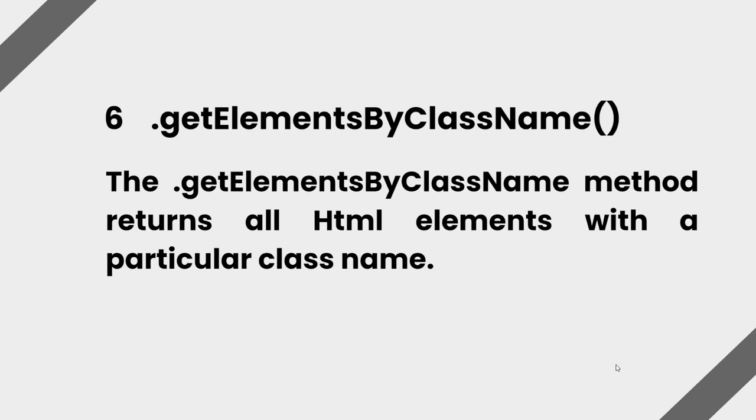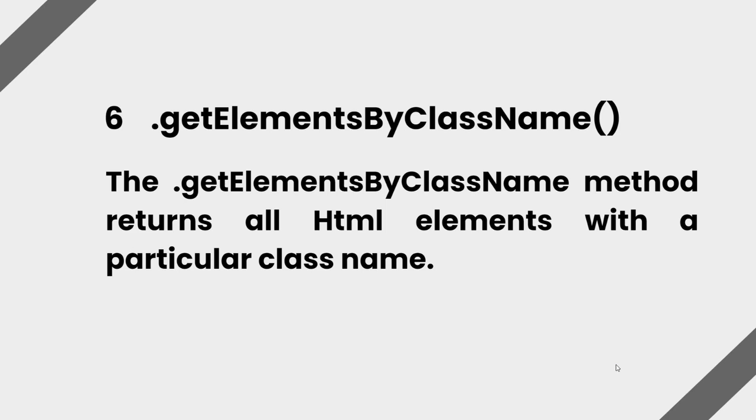And because the ID names are unique, you can only return one element at a time. And that is exactly the reason why the get element by ID actually returns just one element. So for you to return another element with an ID name, which is unique, you would need to write the syntax again. But unlike the tag name, the name, and the class name, which we have on the screen now, the three of them actually return multiple HTML elements.